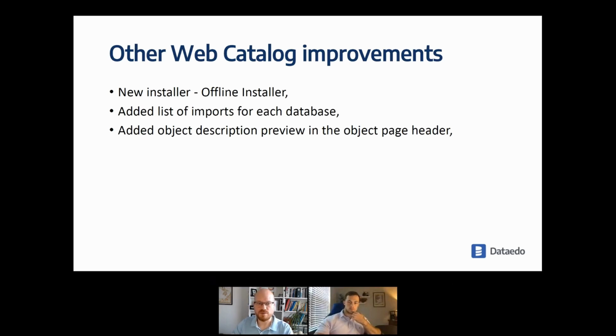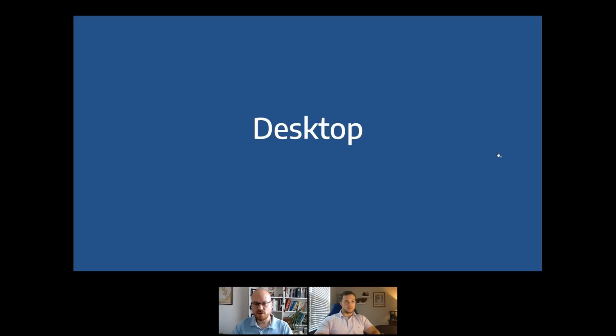And we also added the description of the object in the header, so it's always visible, at least the beginning of the text. So it's more convenient to browse the catalog. So we keep on improving the web catalog with discovery functionality, search, browsing, and also editing. So we'd like this to be more powerful in the future. Okay, let's move on to the desktop.